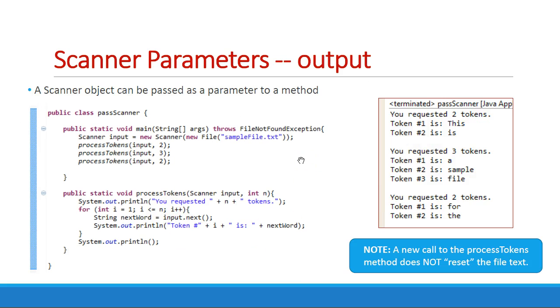So let's see what this results in. So this file must have a list of tokens that says this is a sample file for the. And the input here being passed in 3 times gets 2 tokens, 3 tokens, and then 2 tokens. So it does not reset the file text.